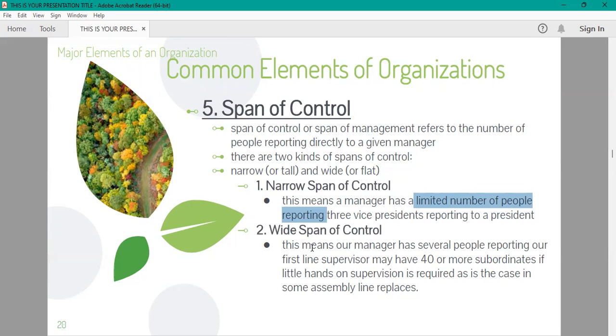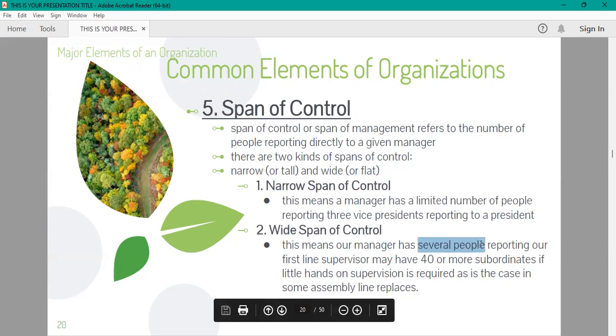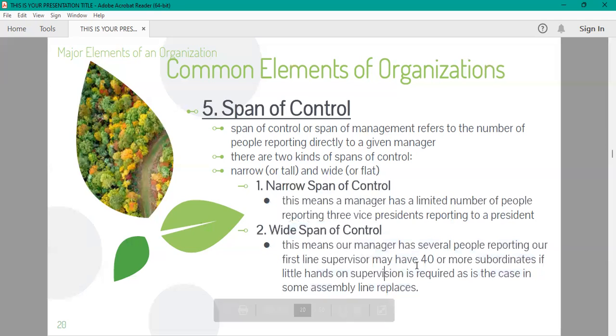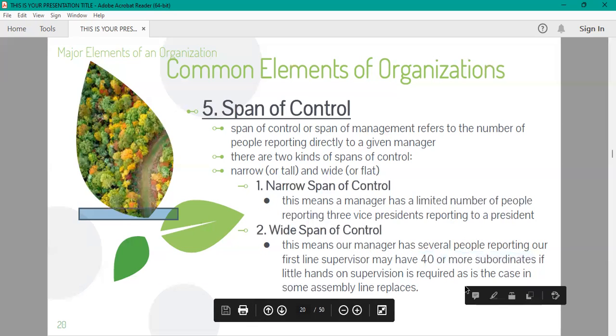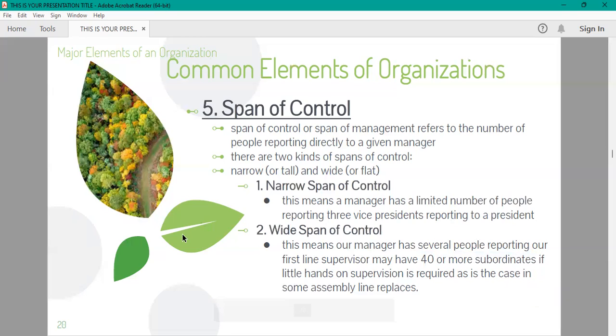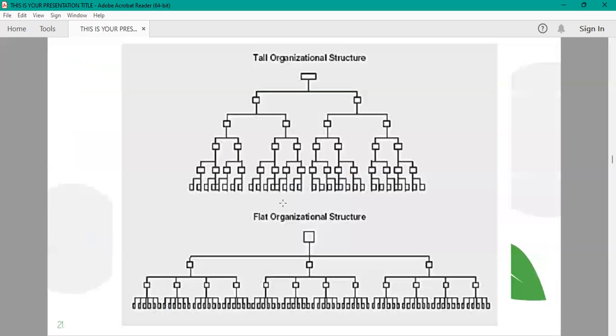Compared to a wide span of control, this means a manager has several people reporting, such as a first-line supervisor. It may have 40 or more subordinates if little hands-on supervision is required, as is the case in some assembly lines. Most of the time, a wide span of control is where you have 40 or more subordinates under you. So it is very many. So your span of control is wide because you handle many people reporting directly to you.